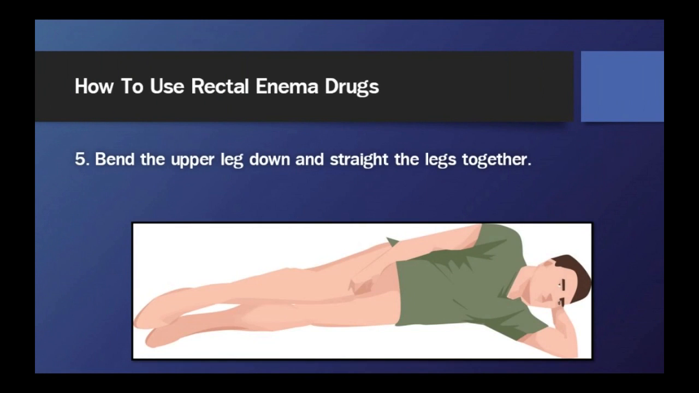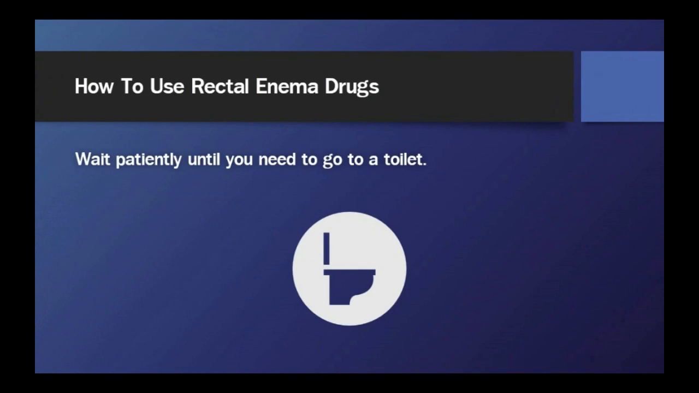Bend the upper leg down and press the legs together. Tense the anal sphincter for 2 to 3 seconds. Wait patiently until you need to go to the toilet.